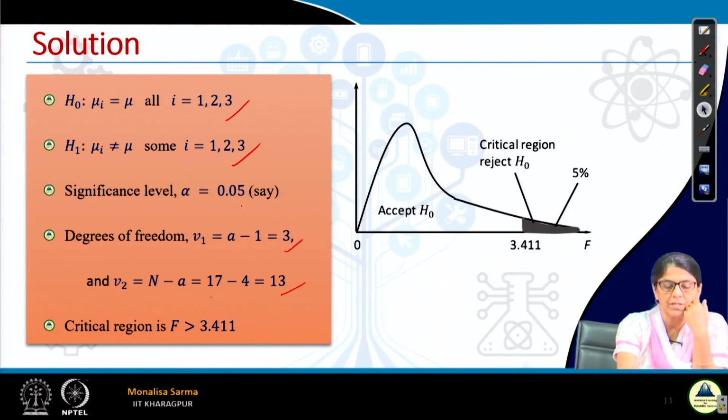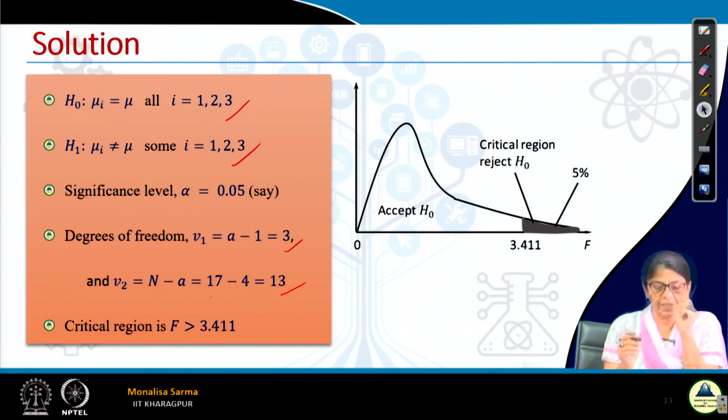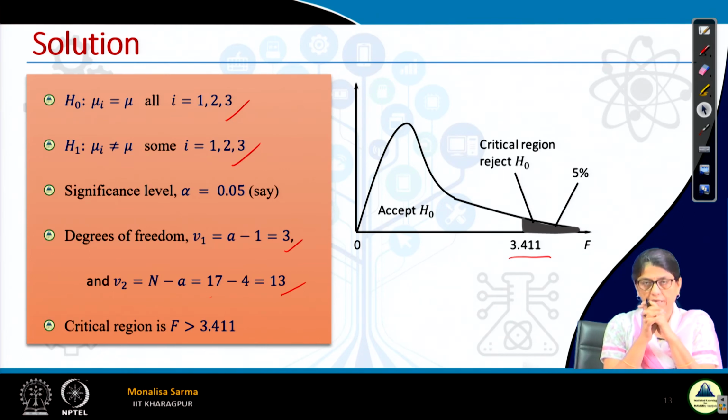So, we find the critical region. For the 5% significance level, with degrees of freedom 3 and 13, the value of F is 3.411. This is from the table; this is the critical value of F. So, any value greater than that will fall in the critical region, the rejection region. Now, from this data we will find out what value of F we get. We will find out MS treatment and MSE; MS treatment by MSE will give me the F value.